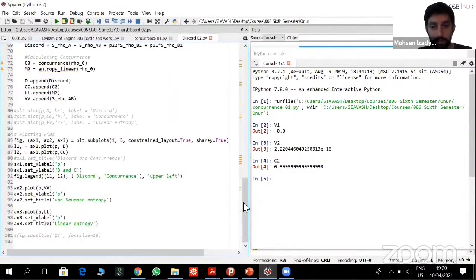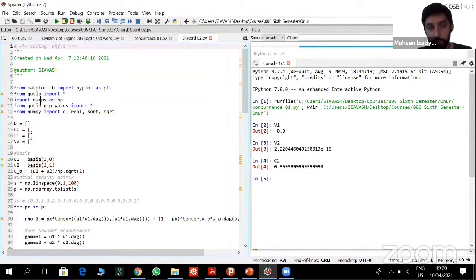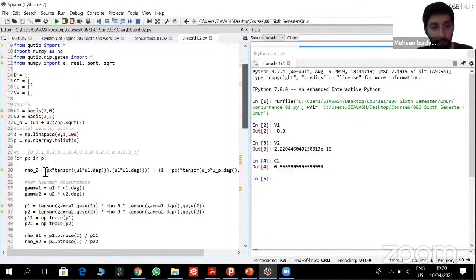No, this is my program for QuTiP. At first I should import QuTiP into our system, and there are some other libraries for calculations. Because I want to use different values of P, I introduce P with different values. So I introduce arrays for D as the discord, concurrence, L for the linear entropy, and von Neumann entropy. Again, we should introduce U1 and U0 as a basis of the 0 and 1 states of the qubit. And this is UP.